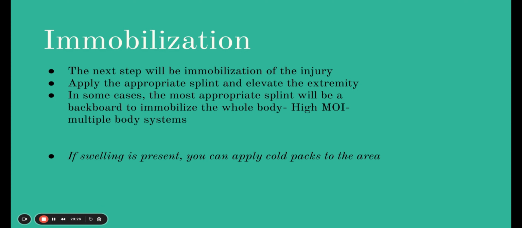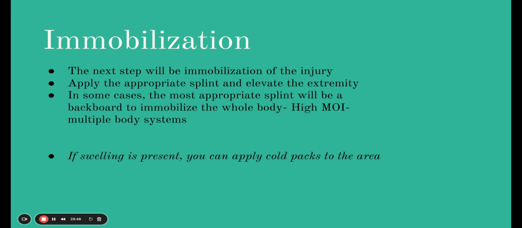And then, of course, we're going to immobilize that injury. So we're going to apply the appropriate splint. We want to try and elevate the extremity above the heart to once again try and maintain circulation and make sure that everything is getting oxygen and the blood that it needs.